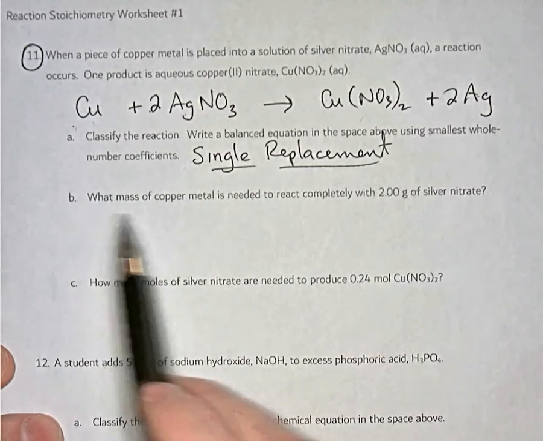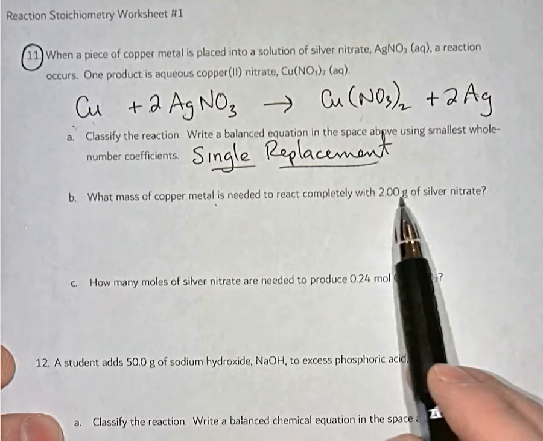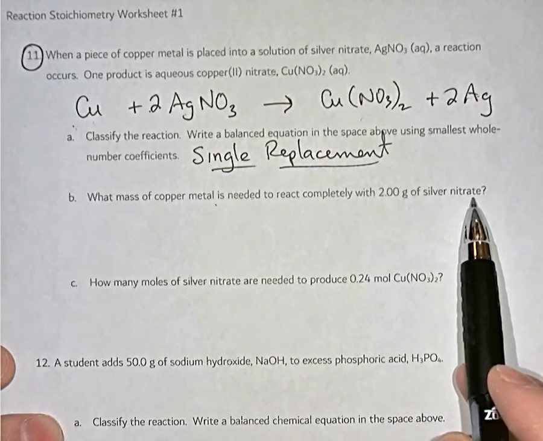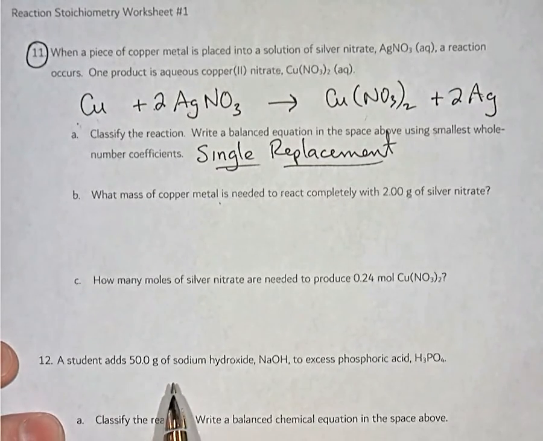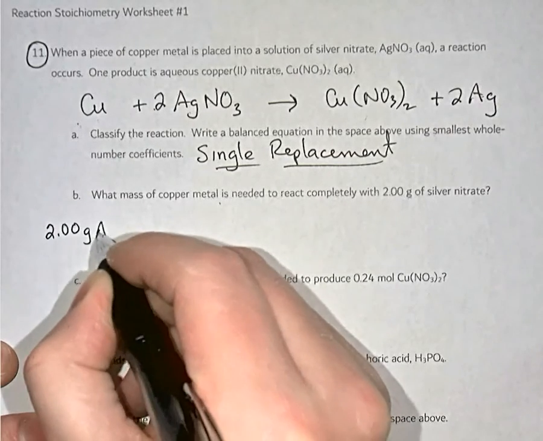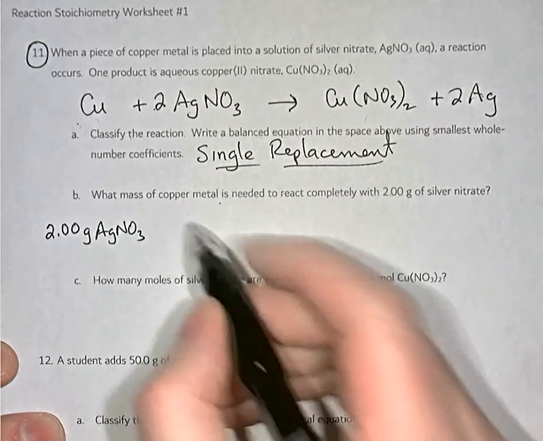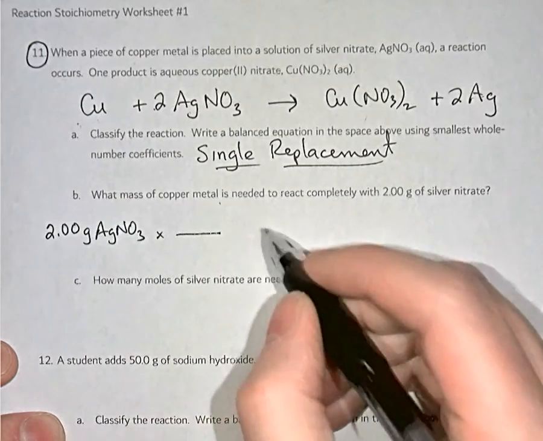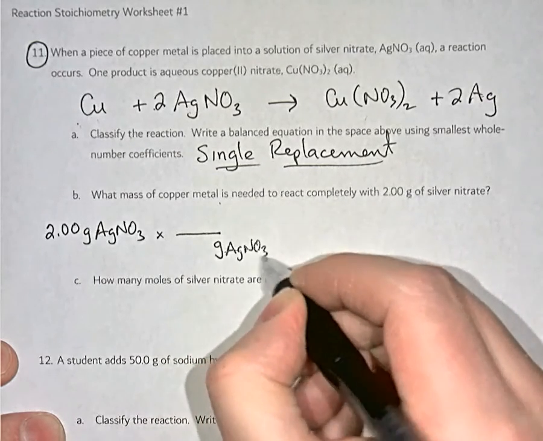And now the stoichiometry. What mass of copper metal would you need to react with 2.00 grams of silver nitrate? Pause the video and try that yourself if you can. So we have 2.00 grams of silver nitrate, and you're asking me what mass of copper would be needed to react with this. So the first thing I'll do is use the molar mass of silver nitrate to switch the grams to moles.